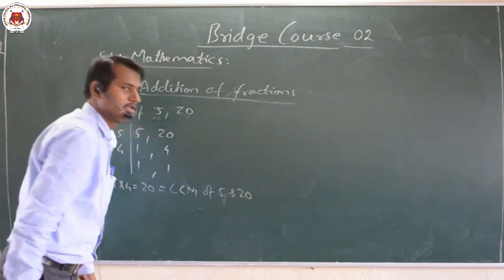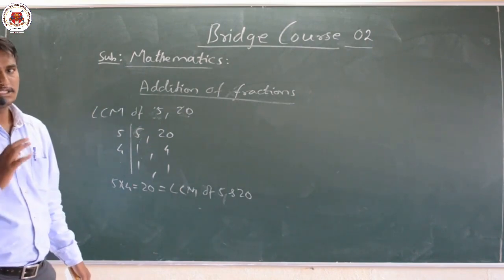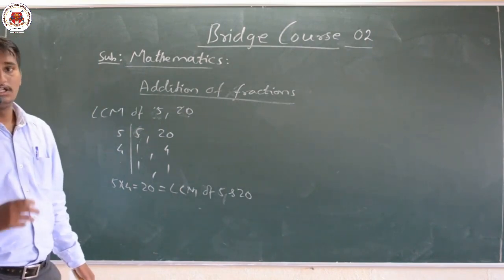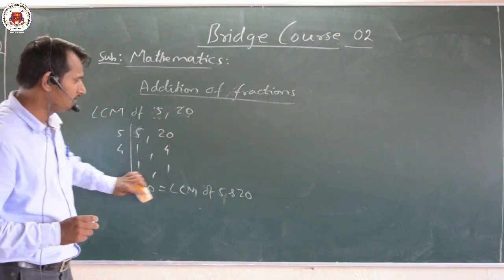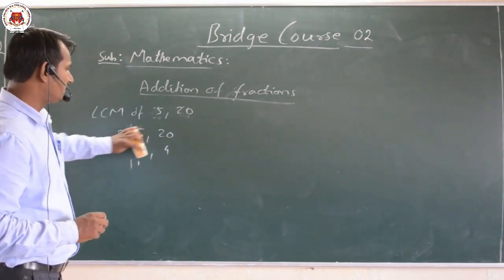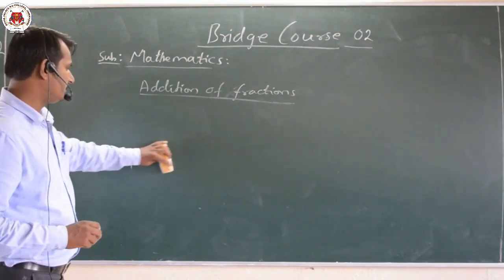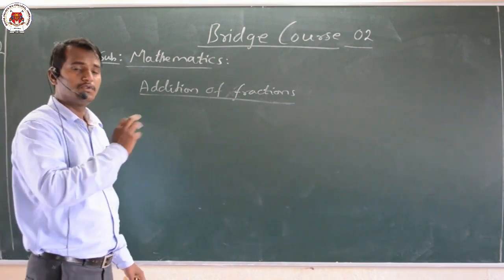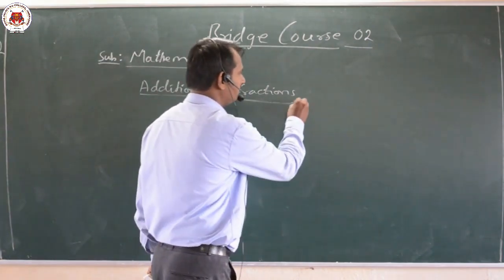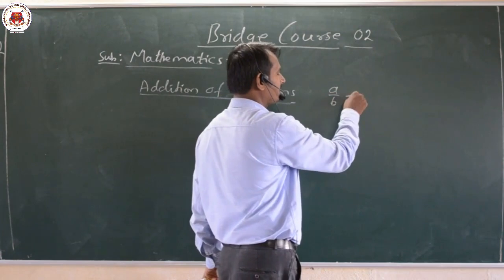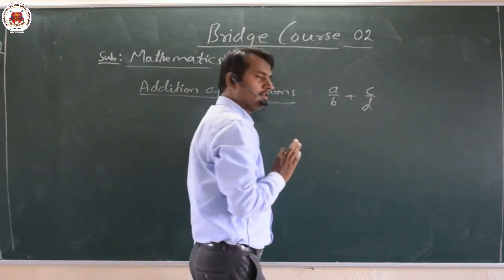5 and 20. Okay, dear friends, this is all about the LCM that you had already studied in your lower classes. Now we shall start with our basic topic, that is addition of fractions. Addition of two or more fractions. Let us take an example here, a by b plus c by d.